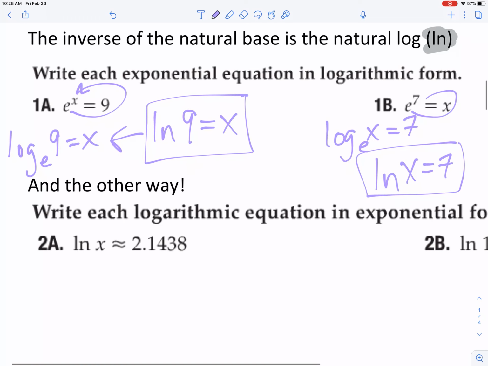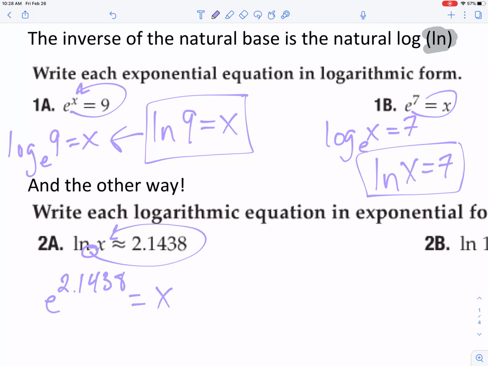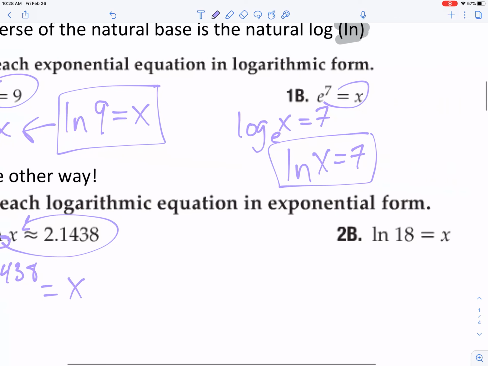So if I want to go the opposite way, it's just a little confusing because it's like, oh wait a minute, what's written there? Oh, remember it's an e. E to the 2.1438 is going to equal x. E to the x equals 18.